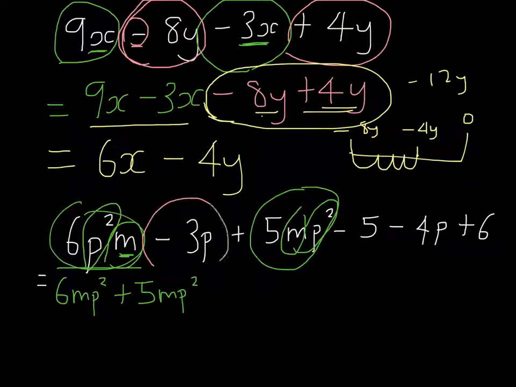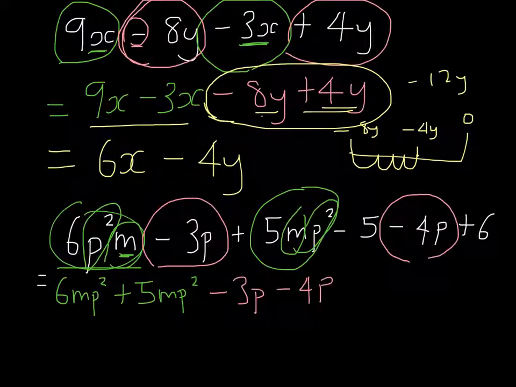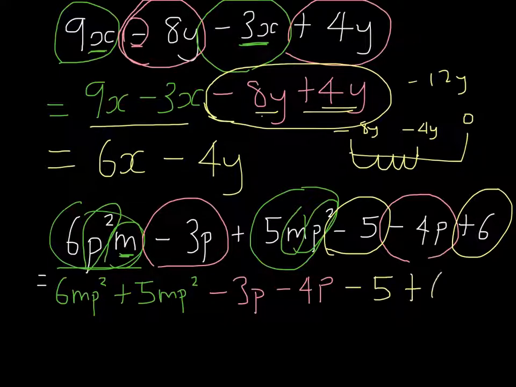Next term along is negative 3p. Are there any with the pronumeral p with no power? There is. There's a negative 4p. So yet again, being really careful with the negatives. Negative 3p, negative 4p. Last term, we haven't spoken too much about this, but numbers, as we know, can be combined. So they're always like terms. Negative 5 and positive 6. Now we can go about combining these like terms to get the answer.